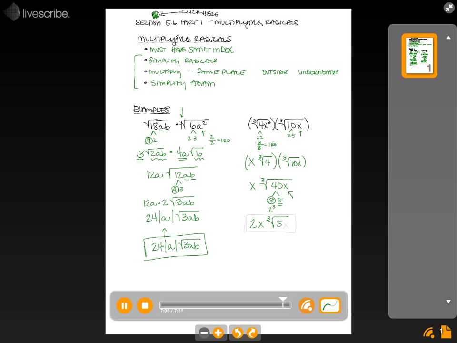Now this x here, again, its exponent is still smaller than the index, so it's going to stay underneath. So here's what we have so far. 2x times the cube root of 5x. We do not need to check for absolute values on this one because our index was odd to begin with. So there's the answer. We've simplified it. And that's how you multiply radicals. If you have any questions, watch the video again or bring them to class next time.